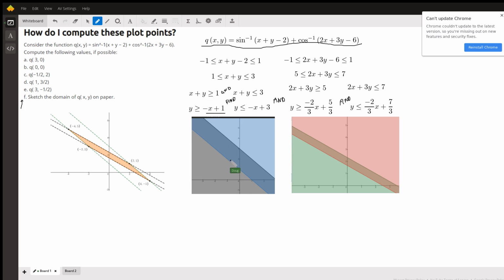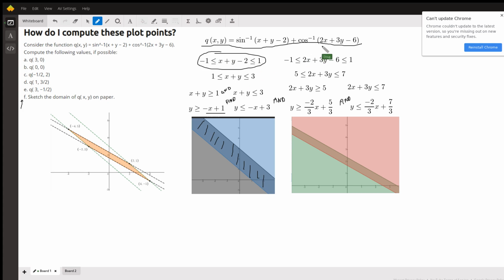That's this blue line right here. Y has to be above that line. And y has to be less than or equal to -x plus 3. That's this line right here. So all the points in here are the ordered pairs that make this inequality true.